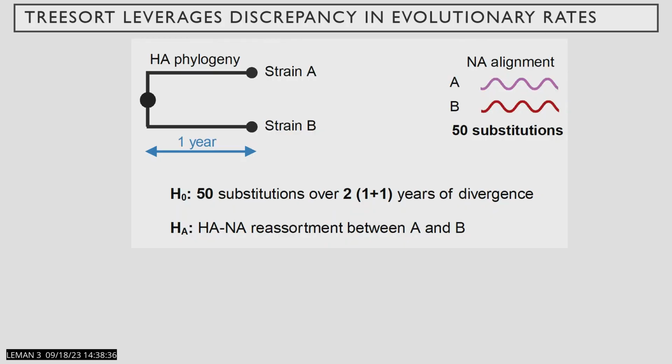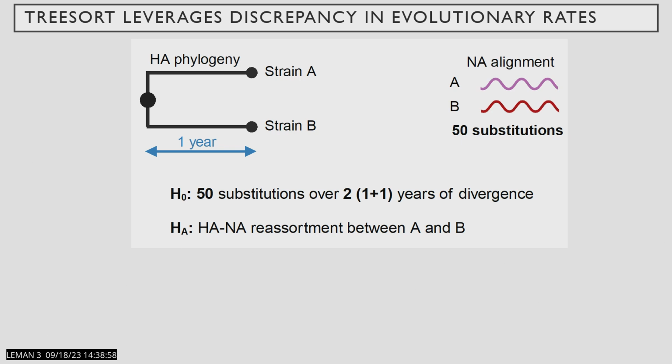Okay, and so just to mention how this algorithm works, again, a toy example. Imagine that we have two strains, A and B. When we look at the HA history, the evolutionary history of those two strains, we can infer that the common ancestor was about 1 year ago. So between A and B, there is 1 + 1, 2 years of evolution.